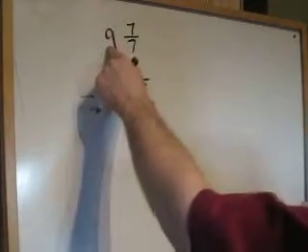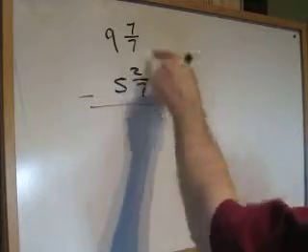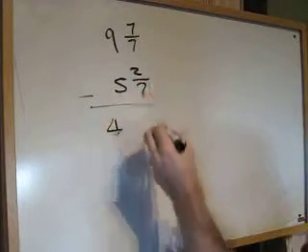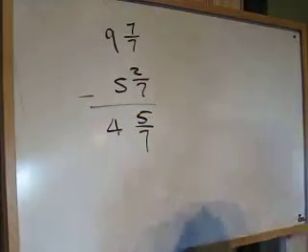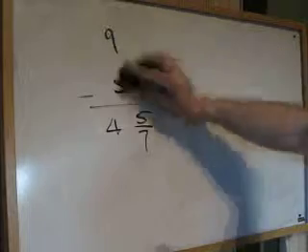You just reduce that 1 and make this the denominator here over itself. Now we can subtract. 9 minus 5 is 4. 7 minus 2 is 5 over 7, and we're good to go there. So it isn't too terribly difficult, but you gotta borrow. Alright, let's try another one here.